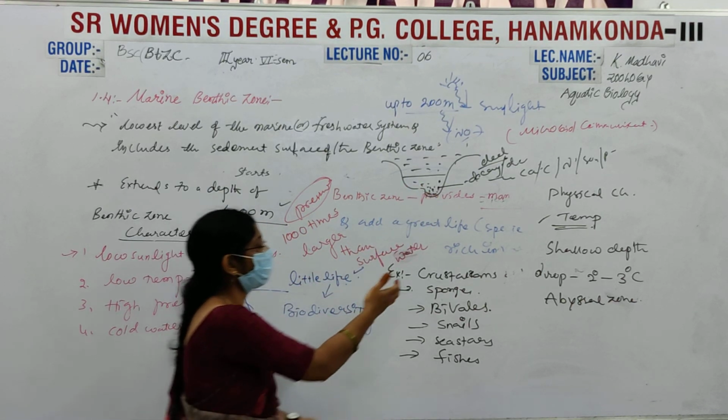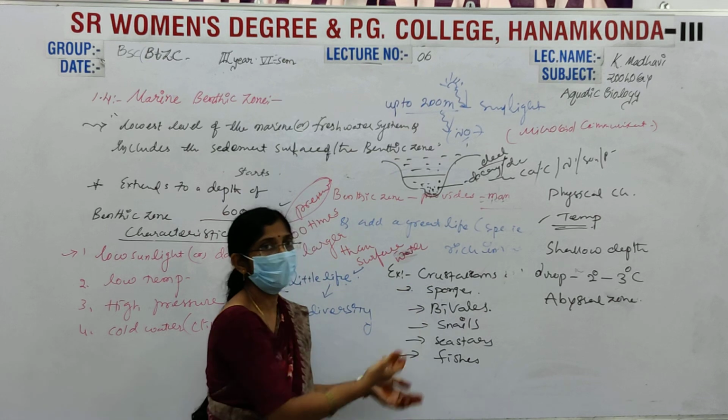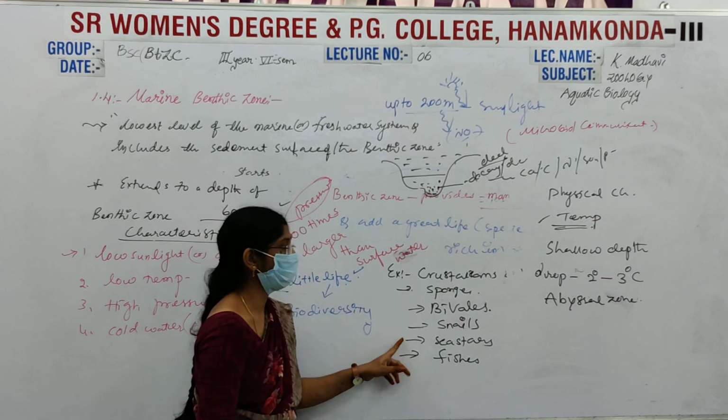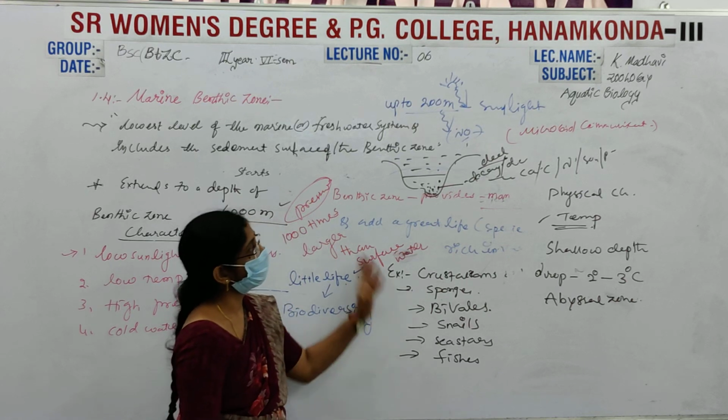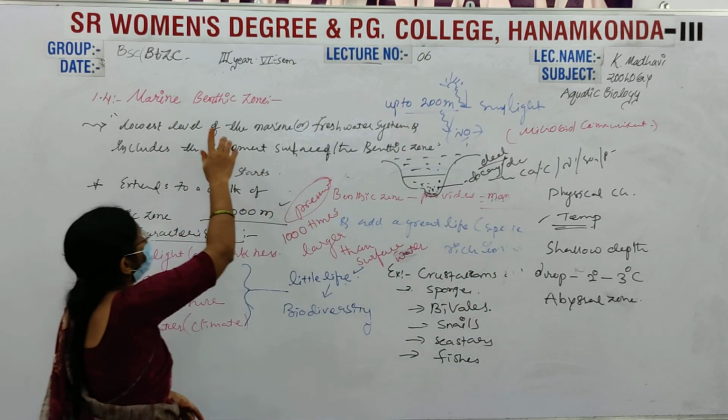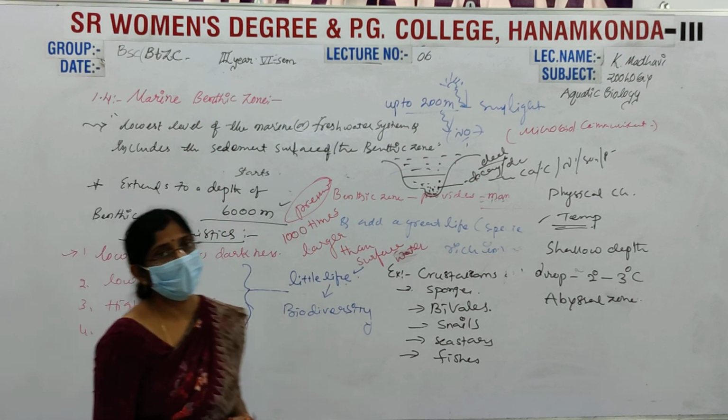Here the organisms living are crustaceans, sponges, bivalves, snails, sea stars, and fishes. These are the chemical and physical characteristics of the benthic zone, especially in marine water.